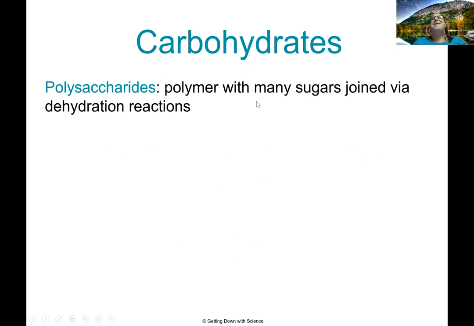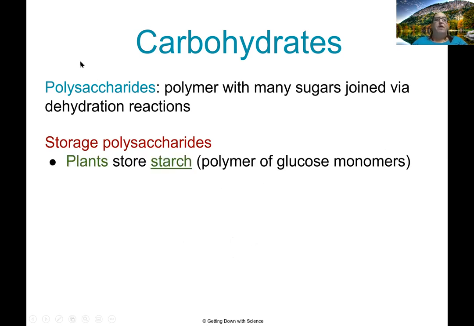And then if we put many different monosaccharides or many different sugars together, joined via dehydration reactions, we get polysaccharides. Poly, many, saccharides is sugar, so polysaccharides. These are when people talk about complex carbohydrates, things like that, this is what they're typically talking about. And carbohydrates, when we're talking about polysaccharides, we're really talking about storage polysaccharides most of the time. So plants typically store their monomers of glucose as starch. So we just take glucose and join it with glucose and glucose and glucose and put a whole lot of glucose together, and we make these starch molecules.